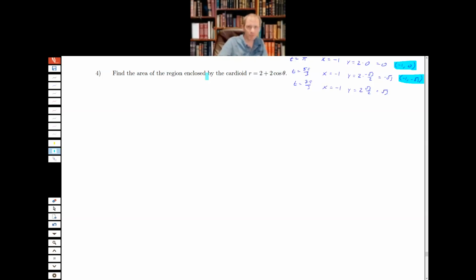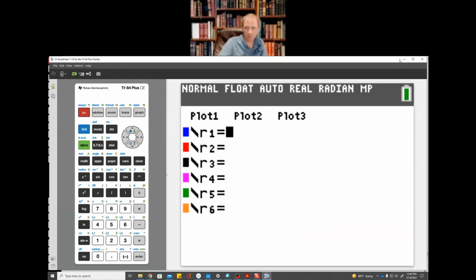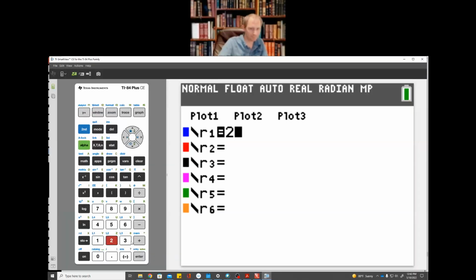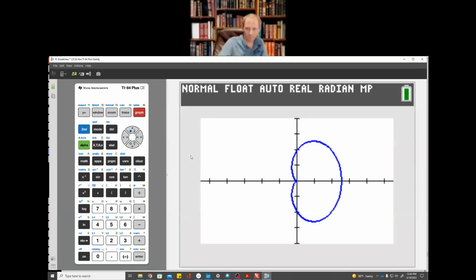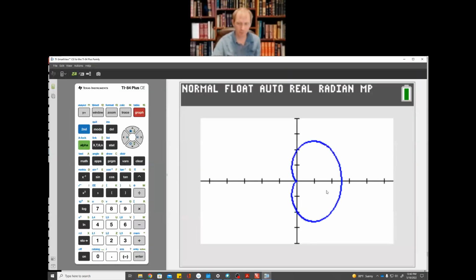Okay, so this is polar coordinates. So I'm going to go ahead and draw my graph in polar. Okay, and the equation is 2 plus 2 cosine theta. So I graph and I get this hypercardioid, right? Because it's a heart shape, except sideways. And it says find the area of the region enclosed by this. So I want just the area of all of this, okay?